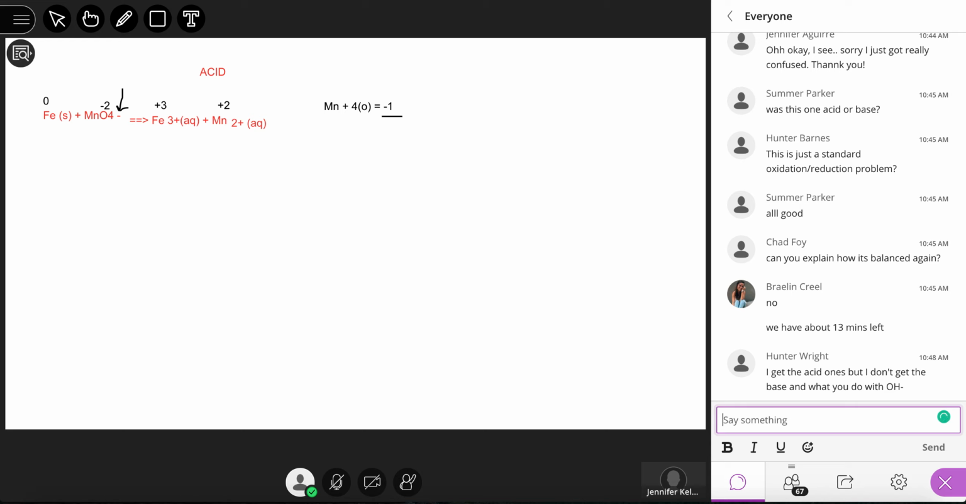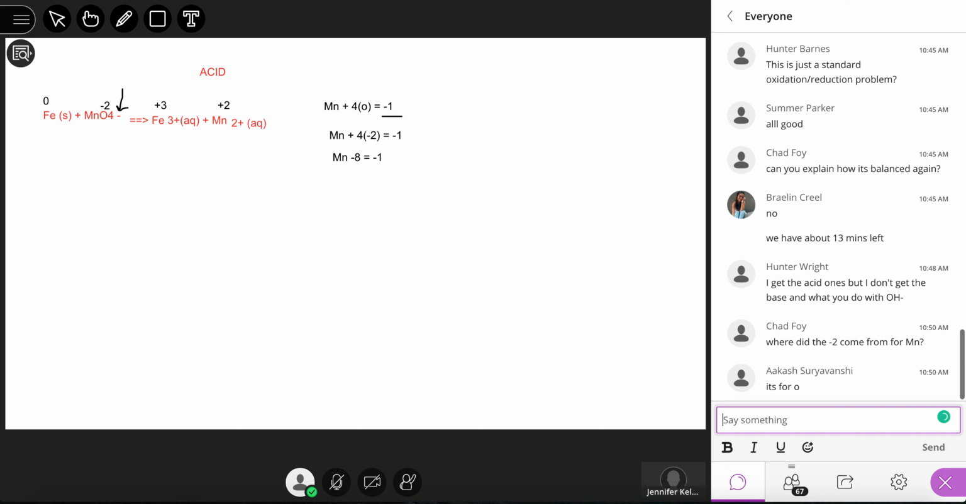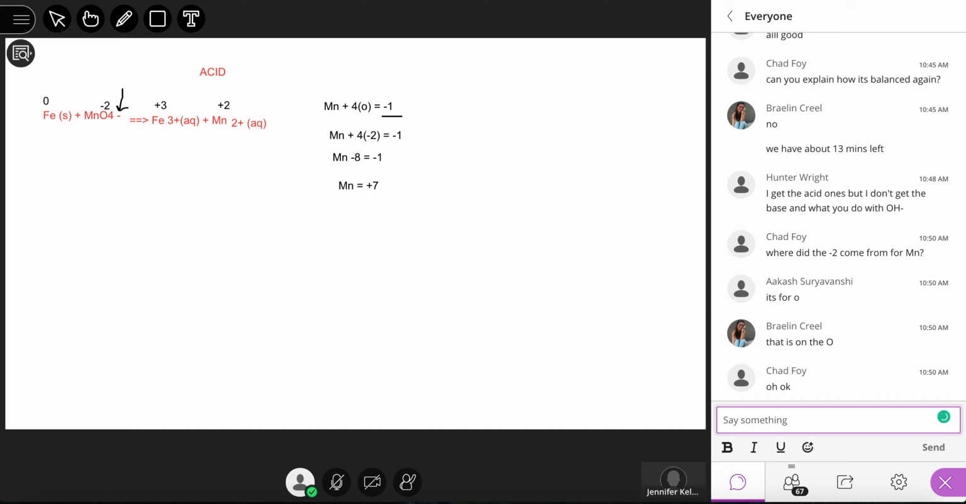All right, so then that becomes Mn plus 4 times -2, because -2 was the charge we gave it. That becomes Mn minus 8 equals -1. I'm going to add 8 to both sides. Mn equals +7. Let's see, where did the -2 come from? So the -2, that's for the oxygen. That was the oxidation state for oxygen. That's a good question. Okay, so the oxidation number for manganese we calculated to be +7.